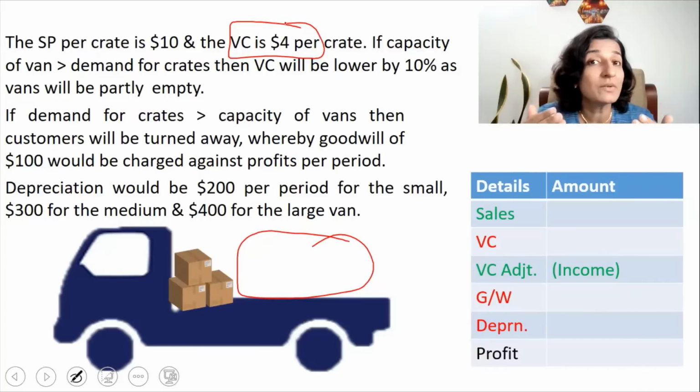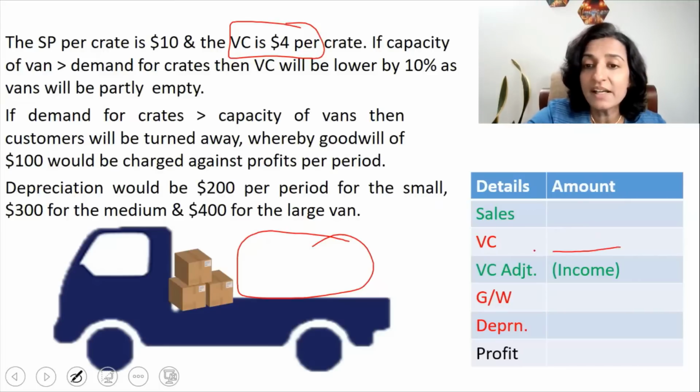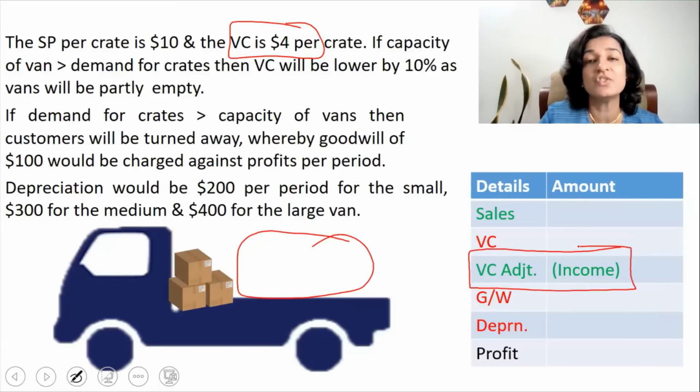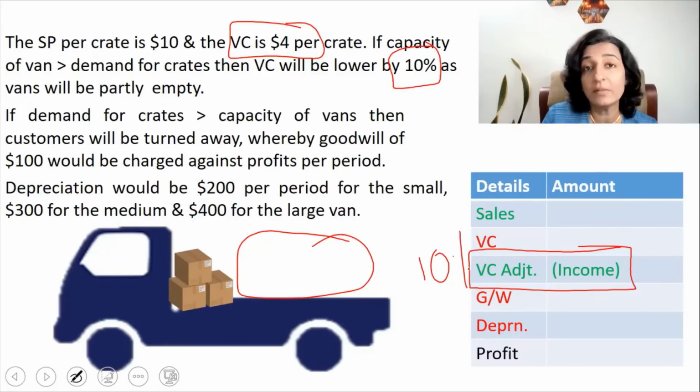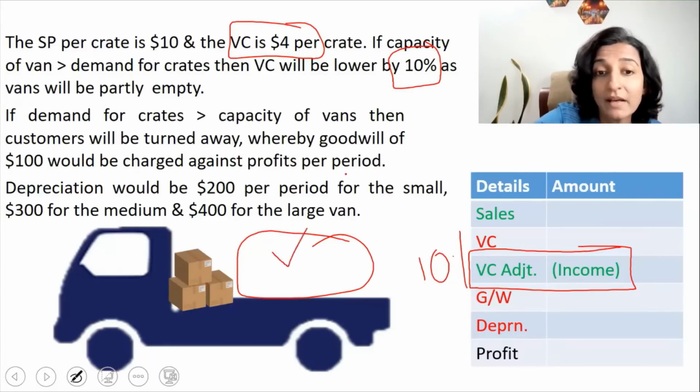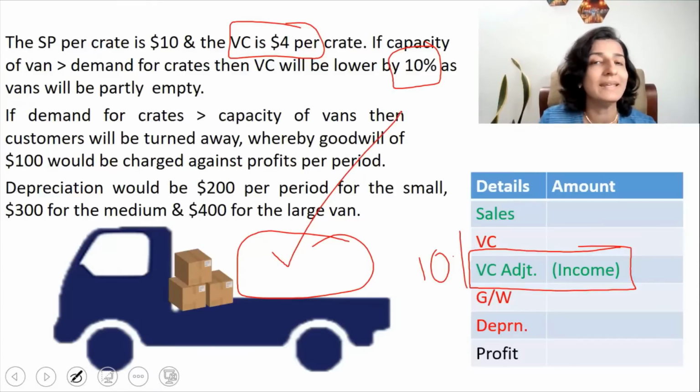So whenever you are trying to reduce the variable cost, it obviously is an income, right? That is why I have mentioned variable cost adjustment as an income and indicated it in green. And what is the amount that you have to adjust? 10%. So basically you will have a 10% variable cost adjustment when the van is partly empty.